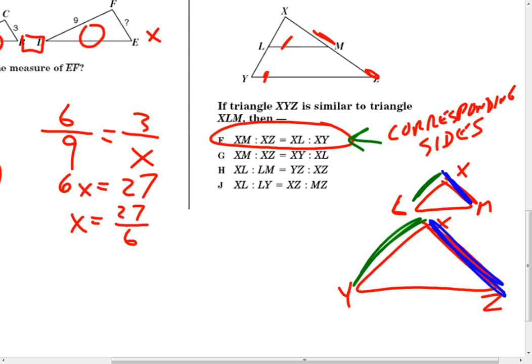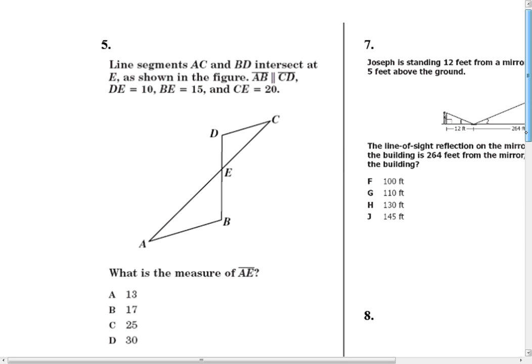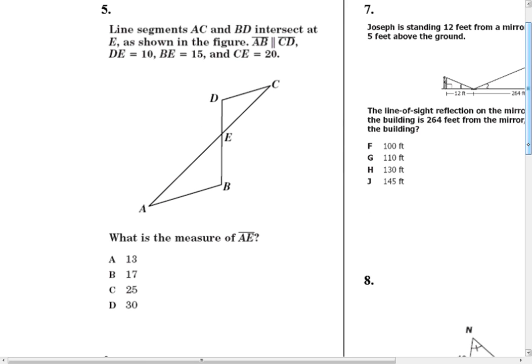But keep in mind that it could be a pieces proportion at some point where you're just taking the parts of the sides and comparing them. Is there anything on the back of this? I have 10 here, 15 here, 20 here. What are we looking for?